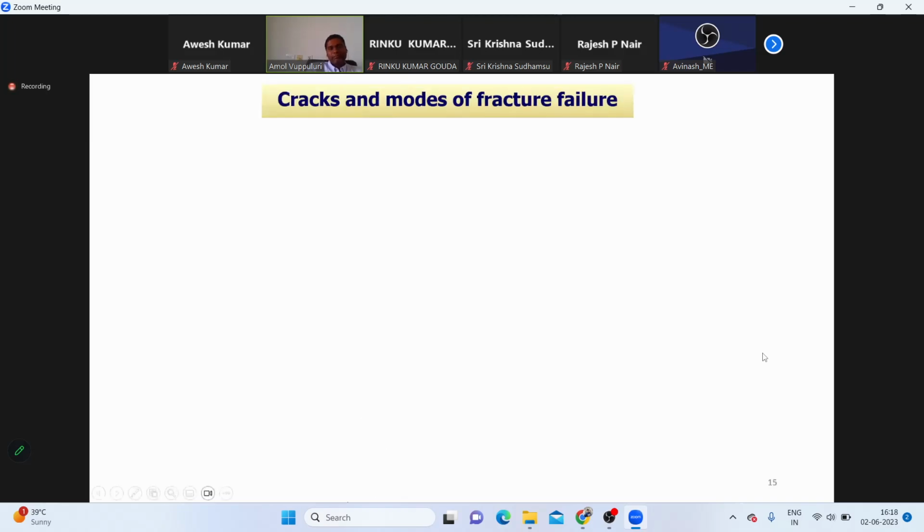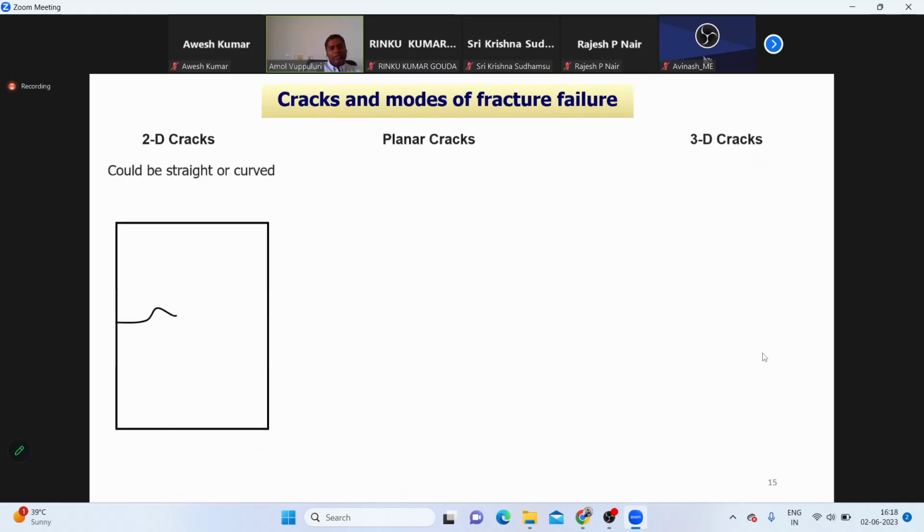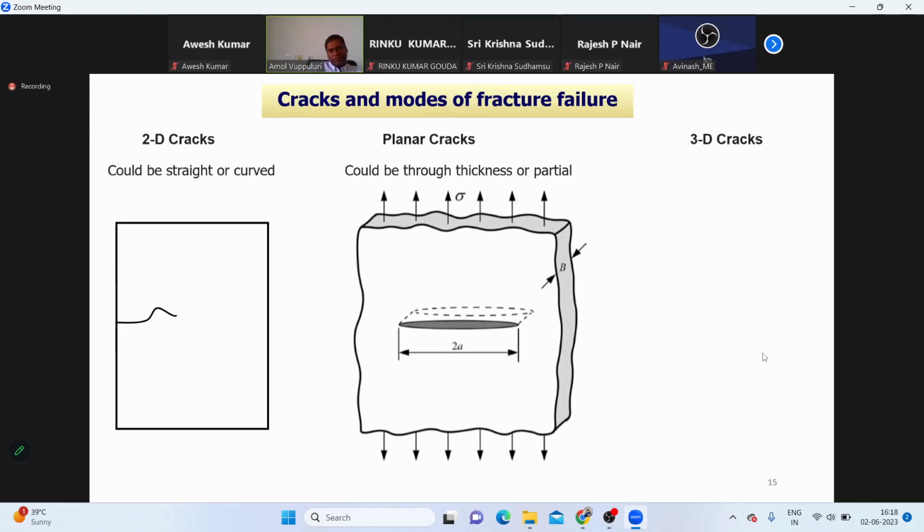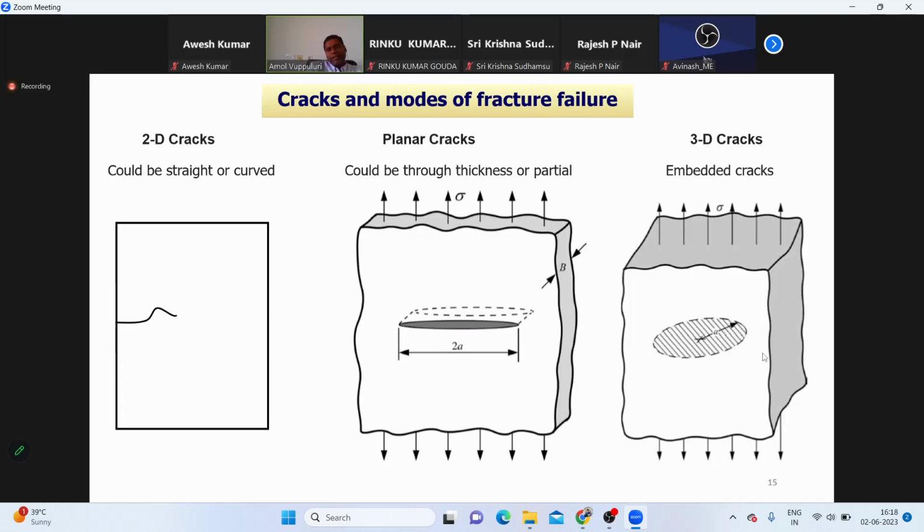Okay. So fracture mechanics primarily deals with cracks. The cracks could be 2D cracks, planar cracks, or embedded cracks. 2D cracks are very simple. They could be a straight crack or a curved crack in any 2D structure. A planar structure could have cracks. These cracks could be a through crack or they could be a partial crack. You can also have a 3D crack, which is either completely embedded within the body or could even lie on the surface. Okay. So different kinds of cracks are actually taken care of in fracture mechanics.